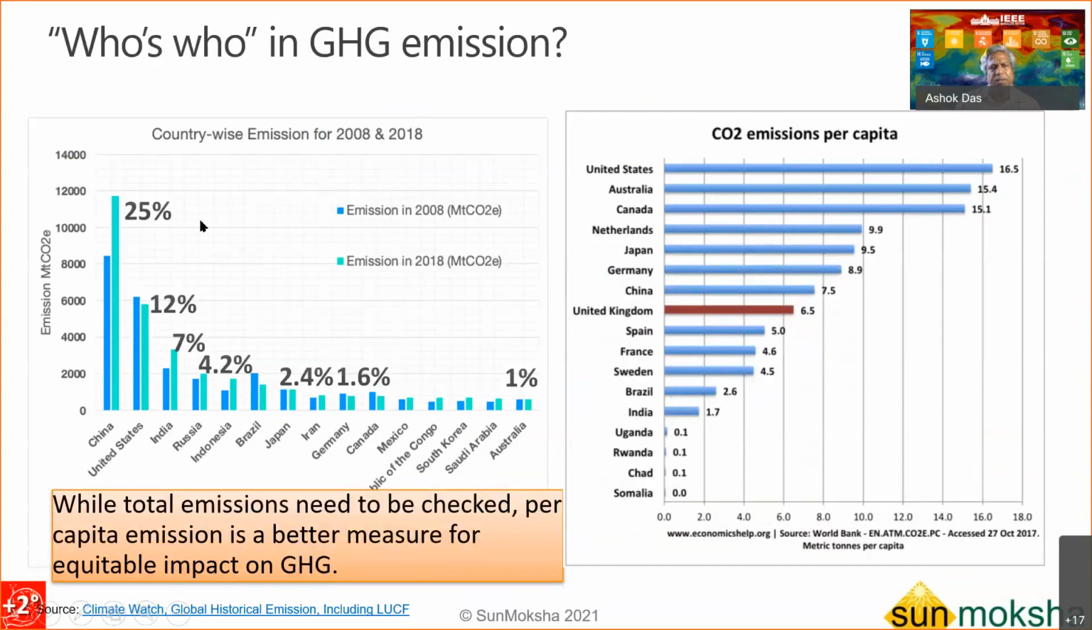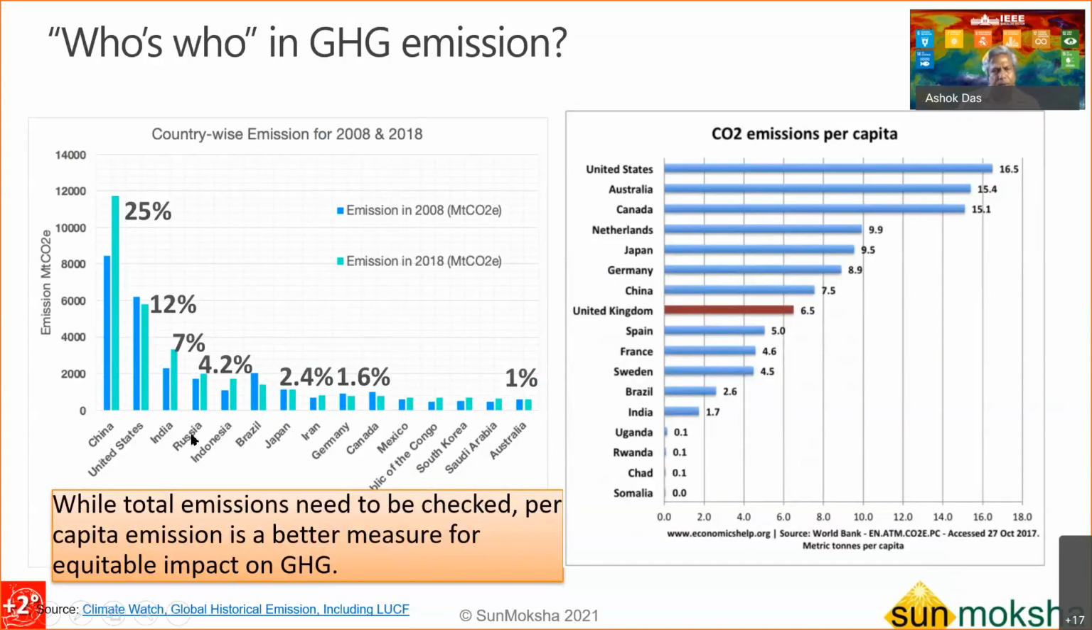25% of energy emission or GHG emission is from China, followed by 12% from US, followed by India. This is a very surprising number that we are number 3 in emitting greenhouse gases.